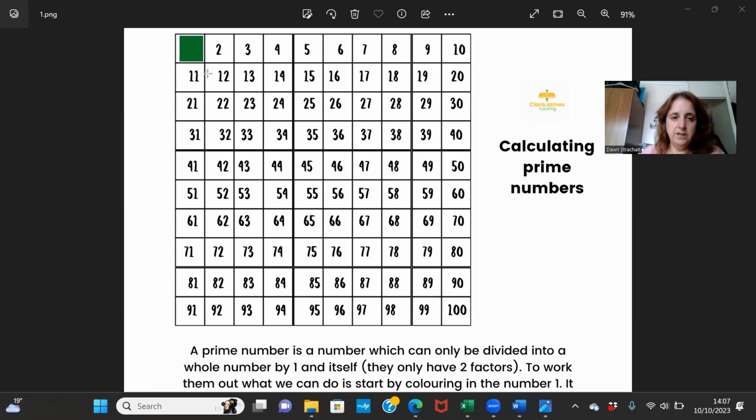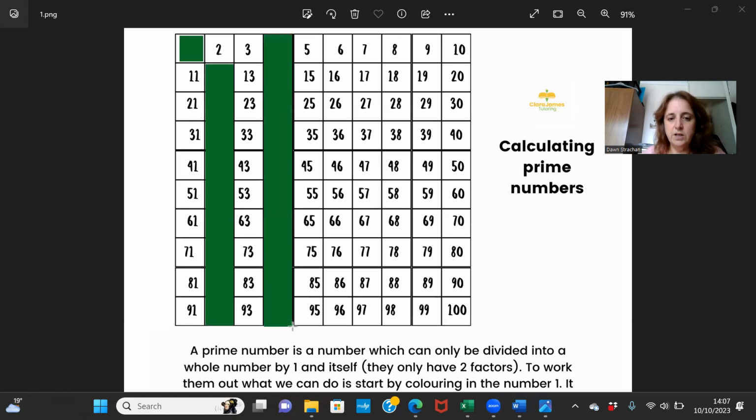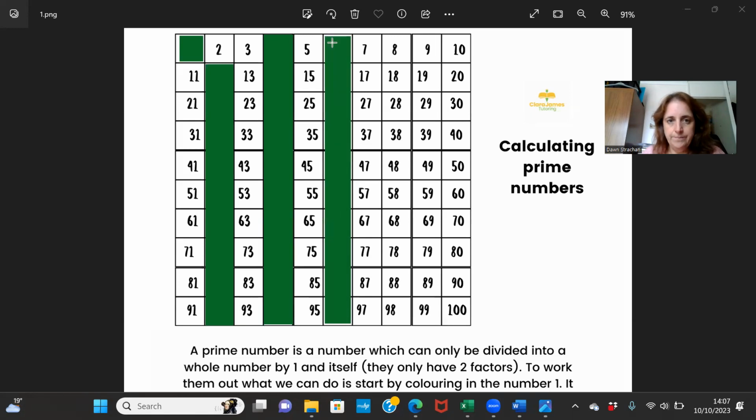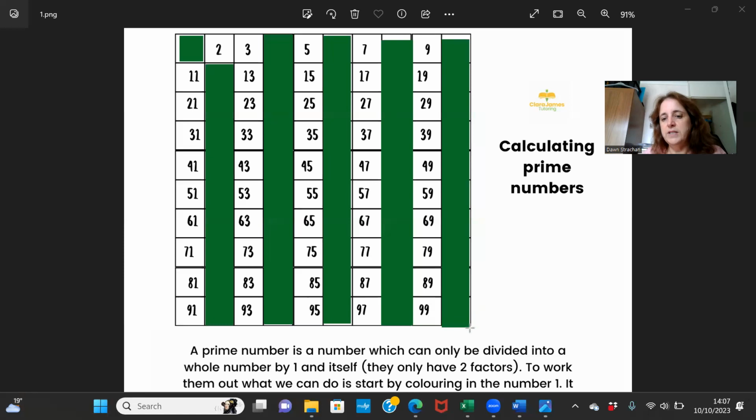But any other even number can be divided by 2, which means it's not prime. So you can colour in all of these columns, and that one and that one. So now we've coloured in everything that's even and could be divided by 2.